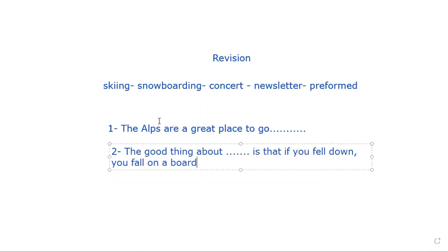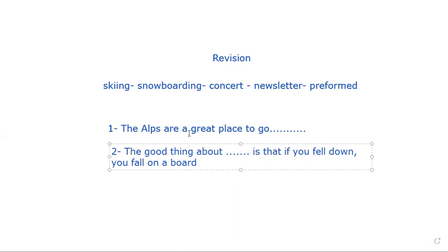First, we know that the Alps are mountains, okay? The Alps are mountains and they are covered in snow. So it's a great place to go where? Skiing or snowboarding. Here we know that skiing and snowboarding are both sports that are practiced over snow. The first one is by using skis, the other one is by using a snowboard. So how can we tell the difference? The other one, the good thing about is that if you fell down, you fall on a board.